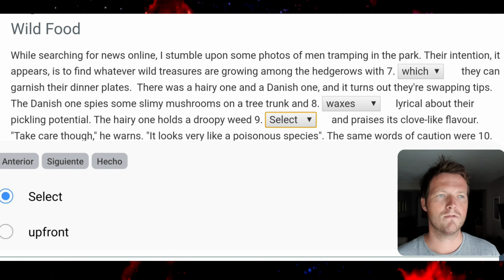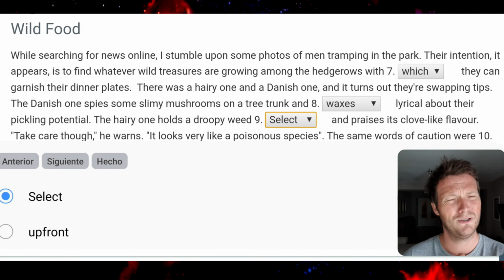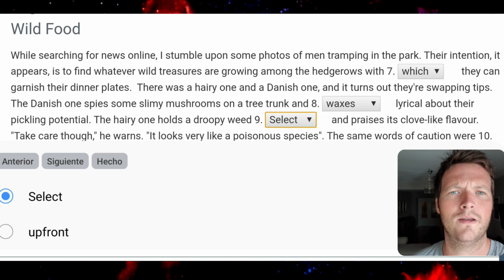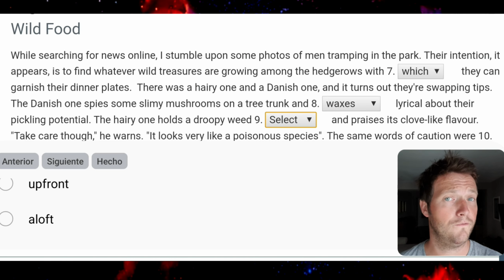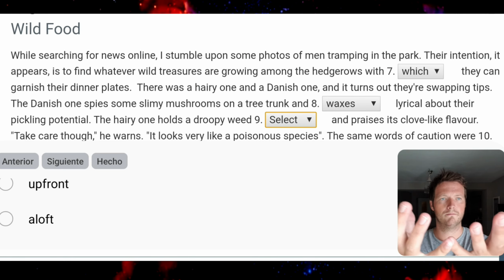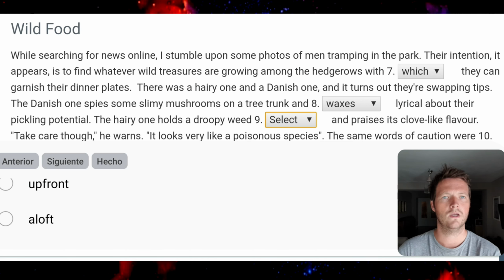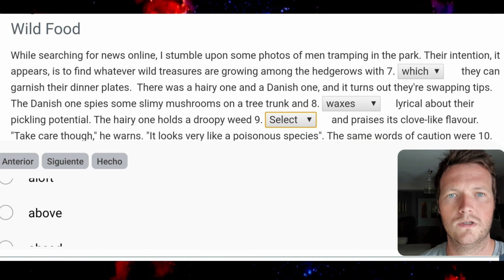Up front? Hold something up front? Possibly. Doesn't quite sound right. Hold something aloft? Yeah, that means to pick it up. So I think it's going to be that now. To hold, he holds a droopy weed aloft. Yeah, that sounds right to me.